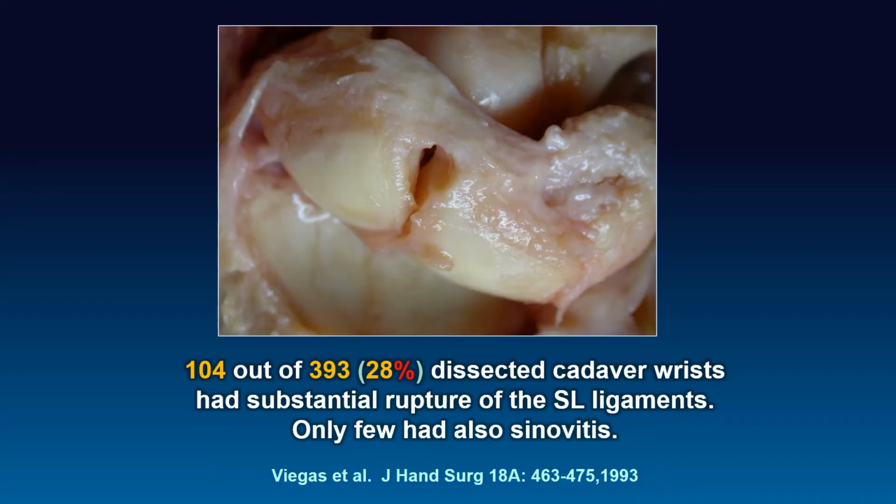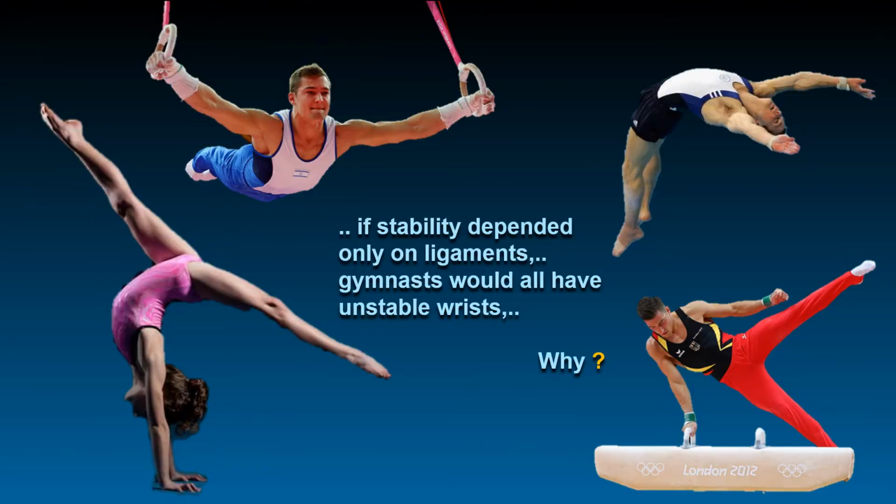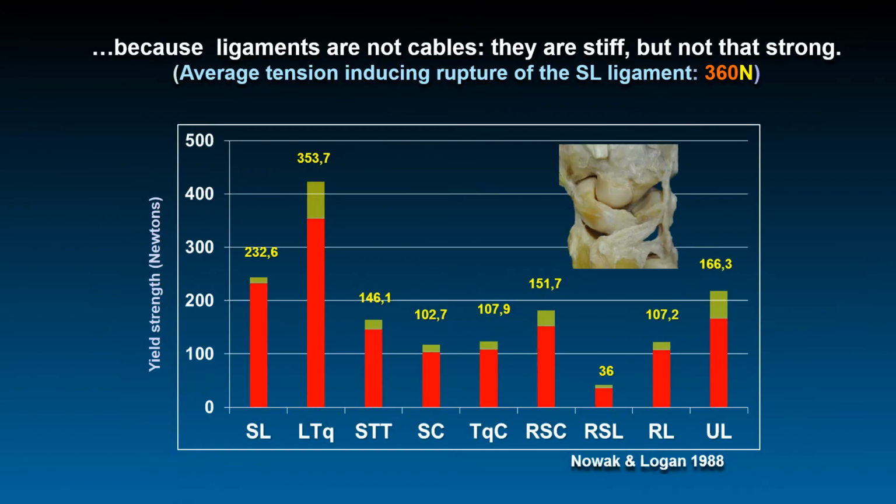If that was true, how come there are so many scaphoid ligament ruptures in the aged population that are so well tolerated? Moreover, if stability depended only on ligaments, all gymnasts should have unstable wrists, if we consider the stresses that their wrists need to endure. Indeed, ligaments should not be considered like cables. They are certainly stiff, but not that strong.